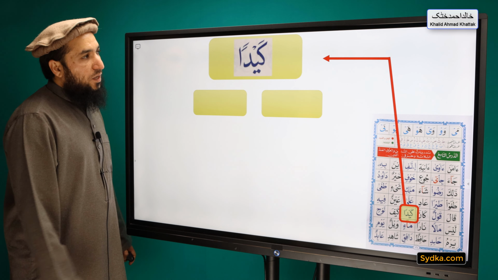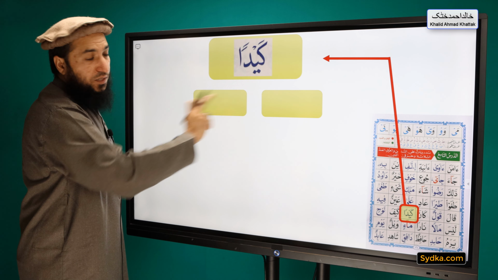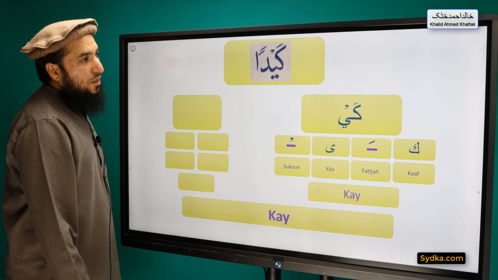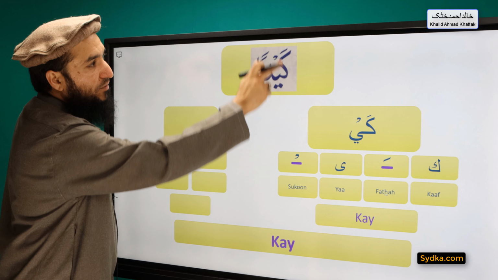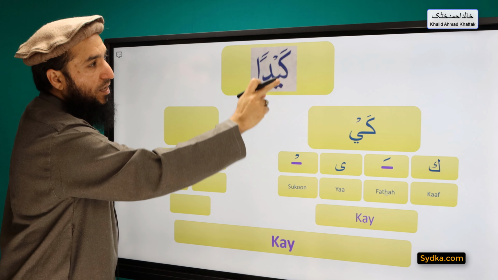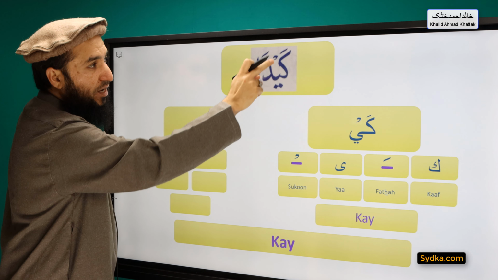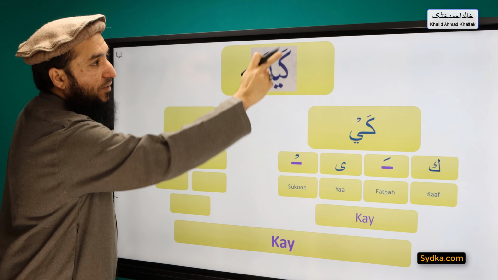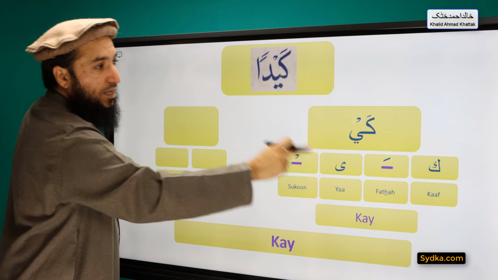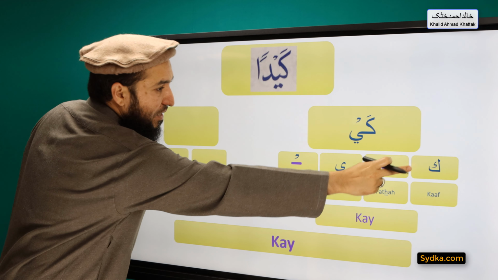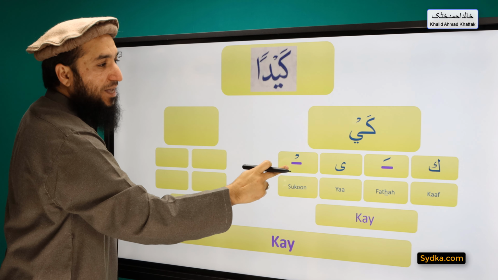So the first word we have is kaidan, and it can be divided into 2 syllables. The first syllable we have is kaf fatha ya sakun kay. Kaf is a light letter, it has fatha on top of it, it is followed by ya, and ya has a sakun. Kaf fatha ya sakun kay.